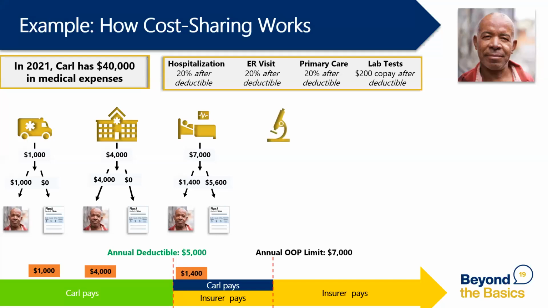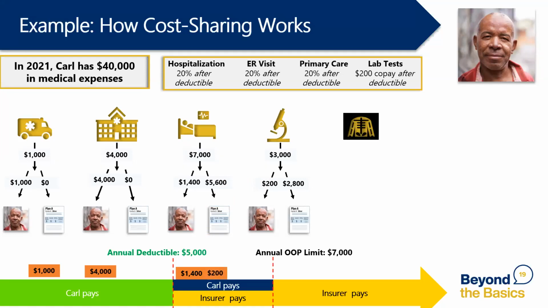While he's at the hospital, Carl has a laboratory test done. His copayment for the test is $200. He also has x-rays done, which have a $300 copayment. These $500 in copayments are counted towards his out-of-pocket limit. And as you can see, he's almost reached the out-of-pocket limit for the year during this one hospitalization.